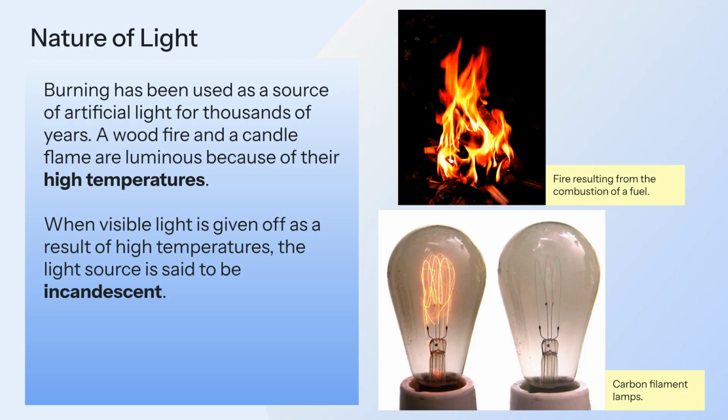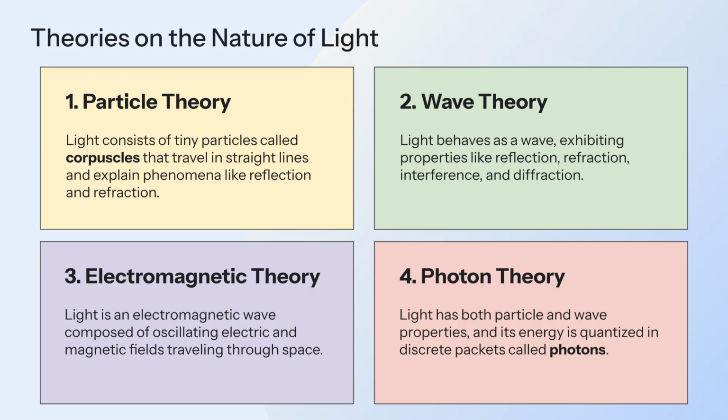Now that we have reviewed waves, let us examine the main historical theories of light. We are now ready to examine the four major historical theories on the nature of light. First, the particle theory states that light consists of corpuscles that travel in straight lines. Second, the wave theory proposes that light behaves as a continuous wave. Third, the electromagnetic theory defines light as oscillating electric and magnetic fields. Finally, the photon theory unifies these ideas, stating that light energy is quantized.